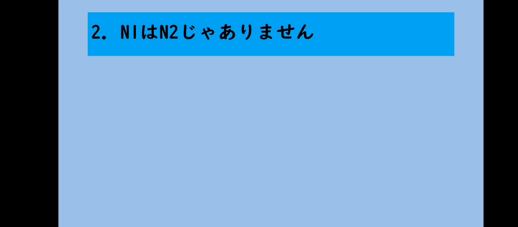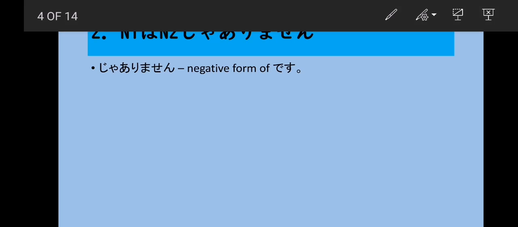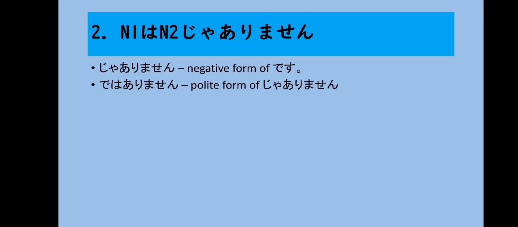We are finished with the positive or affirmative sentence. Now, let's proceed to the negative sentence, which is noun 1 wa, noun 2 ja arimasen. The pattern is the same, but we replace the linking verb desu with ja arimasen. Ja arimasen is the negative form of the linking verb desu. Dewa arimasen is the polite form of ja arimasen. Dewa is spelled "deha" but it is read as dewa. So for the example, I'm not a Filipino.